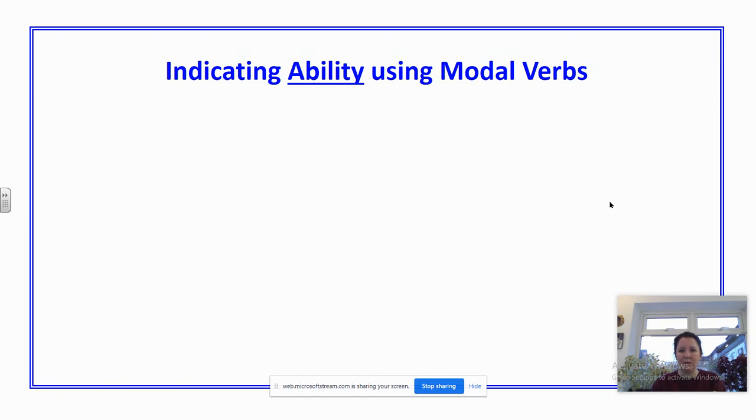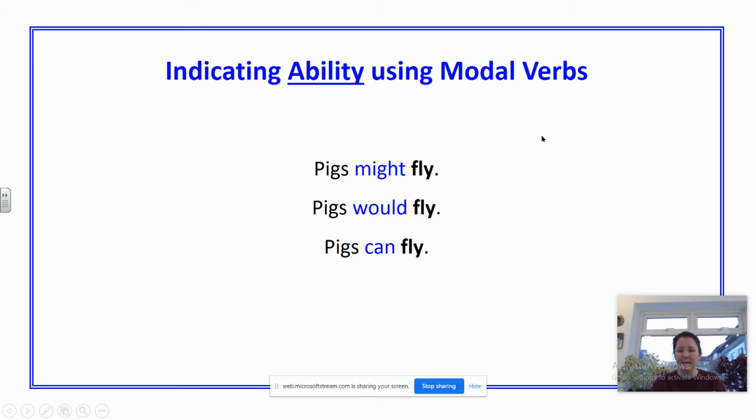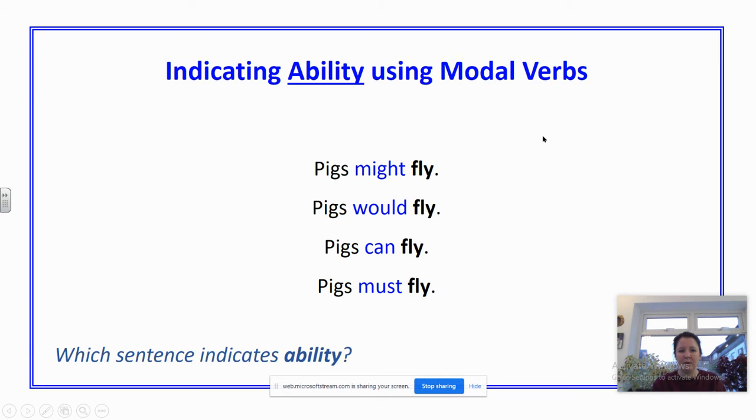Indicating ability using modal verbs. Pigs might fly. The verb is fly. You can see how it's in bold here. Pigs would fly. Pigs can fly. Pigs must fly. Which sentence indicates ability? So which one here is the most able? Which is the one that says it's definitely most possible? Pigs can fly.